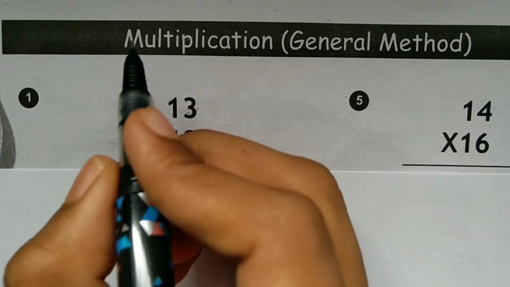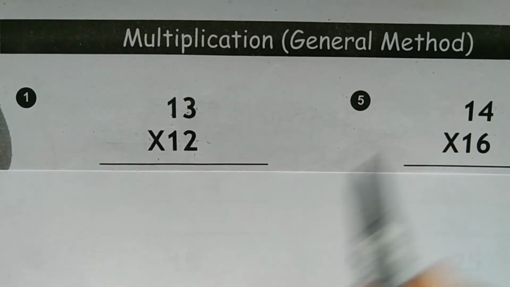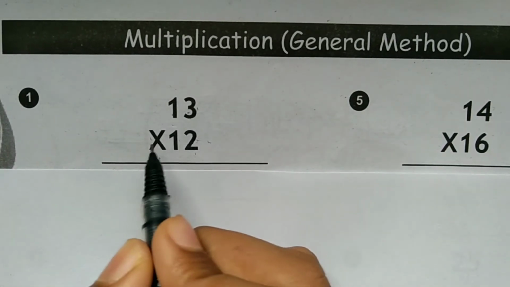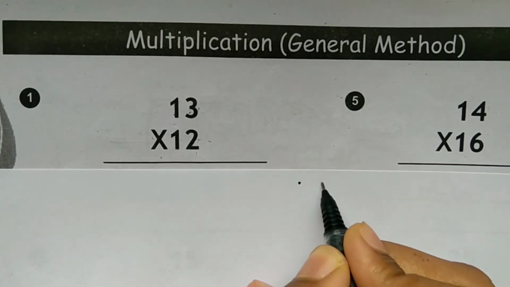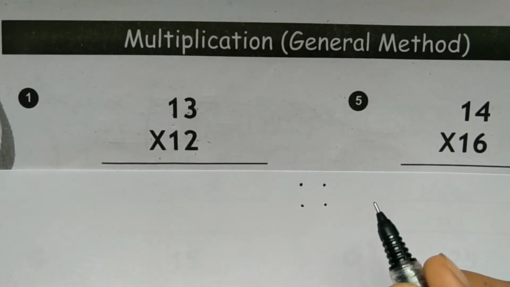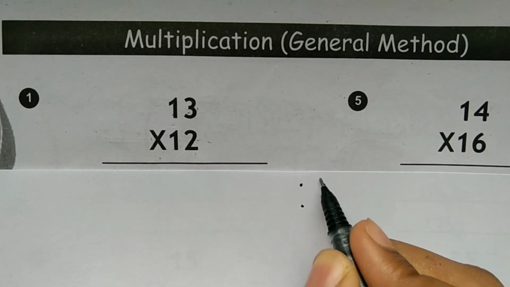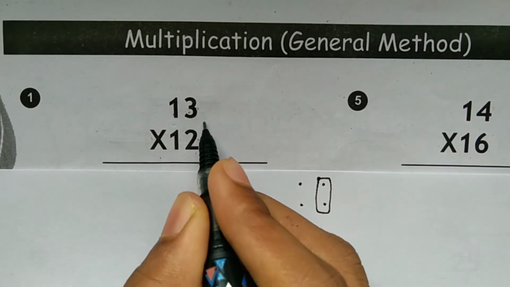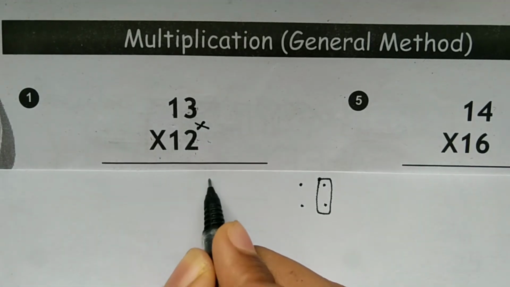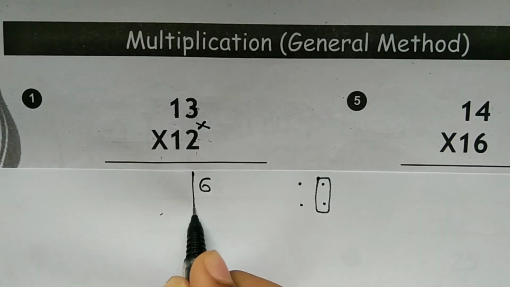Next method, multiplication in general method. First question, 13 multiply 12. It is an easy trick. Here 13 and 12, right? First one last number is 3 and second one last number is 2. So multiply 3 and 2. 3 into 2 is 6.